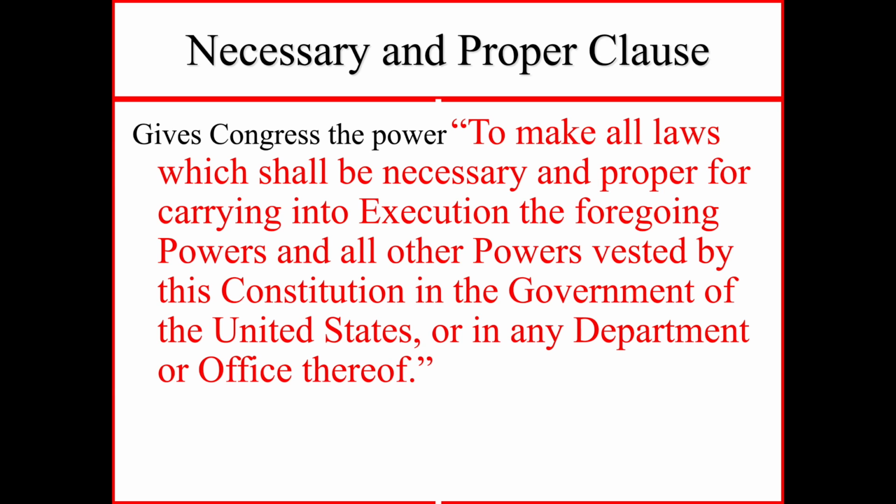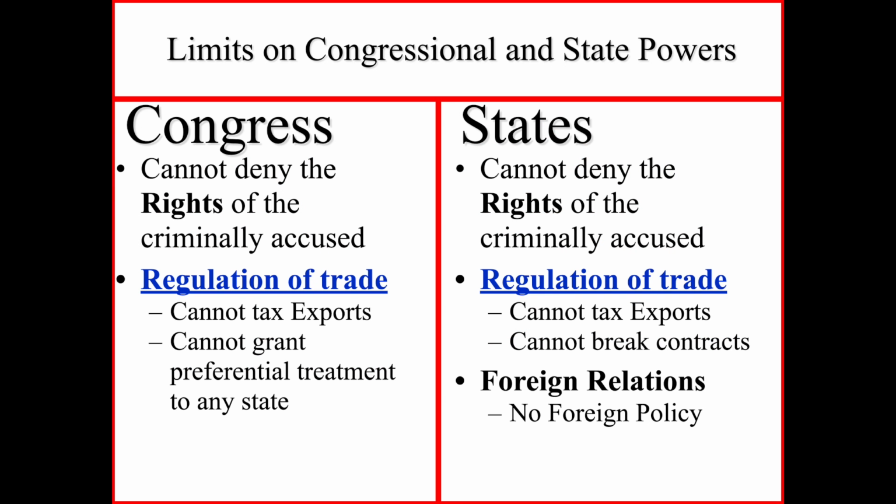And that's Article 1, Section 8, Clause 18, the necessary and proper clause. So, limits on congressional and state powers. Some of this we'll get into a little bit more than others. But a lot of these limits are not just for Congress, they also go to states as well. Congress and the states both cannot deny the rights of the criminally accused.